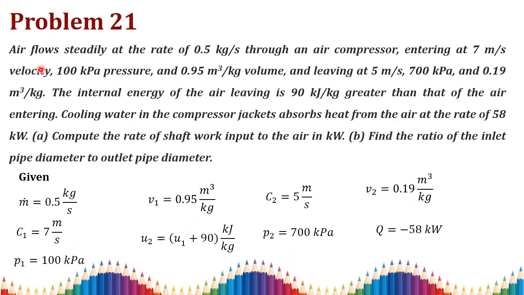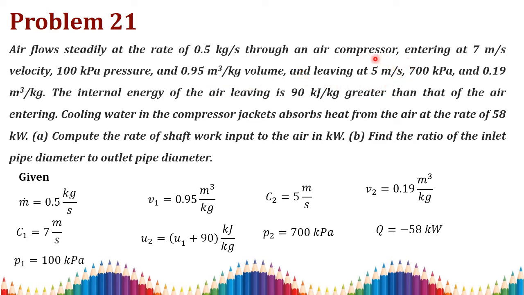Problem 21. Air flows steadily at a rate of 0.5 kilogram per second through an air compressor, so the mass flow rate m dot is 0.5 kilogram per second. It enters at 7 meter per second, so the entering velocity C1 is 7 meter per second, at 100 kilopascal pressure, so the initial pressure P1 is 100 kilopascal, and 0.95 meter cube per kg of specific volume, so the initial specific volume v1 is 0.95 meter cube per kg, and leaves at 5 meter per second.